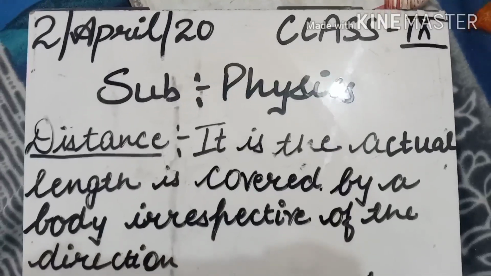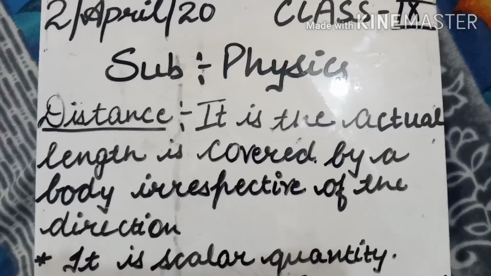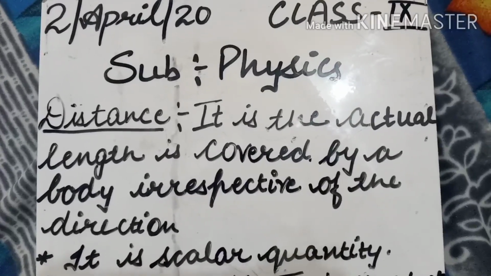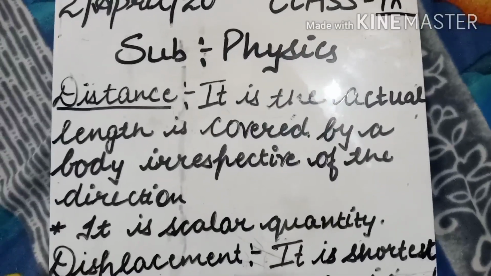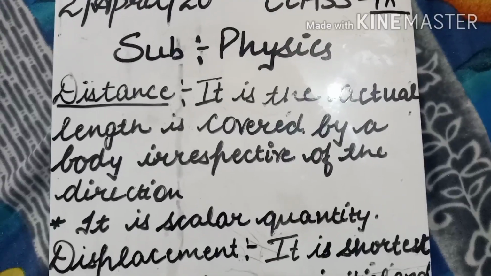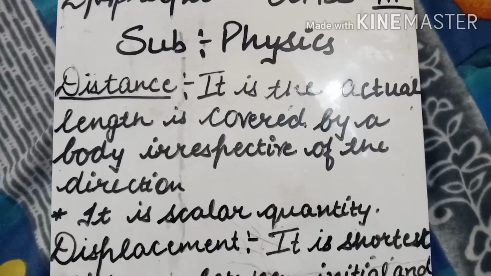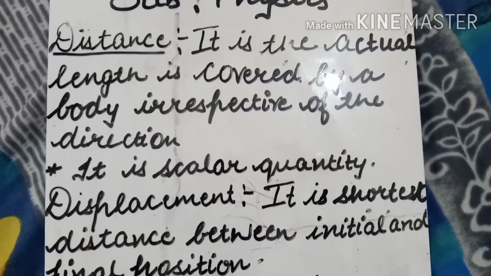Now here we are studying two terms, distance and displacement. You know what is distance? Distance is the actual length covered by an object irrespective of the direction. It is a scalar quantity. Means इसमें हम initial और final position check नहीं करते, हम इसमें distance देखते हैं, जो path follow किया है हमारे object ने उसे check करते हैं, हमें इसमें direction consideration नहीं होता.